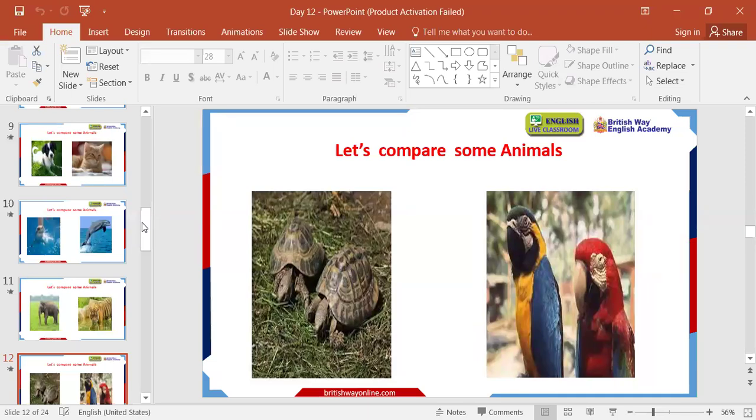Sorry. Kiwi is faster than eagle. Eagles are faster than other birds. Yeah. Cobra is more poisonous than other snakes. Snakes move faster than lizards.